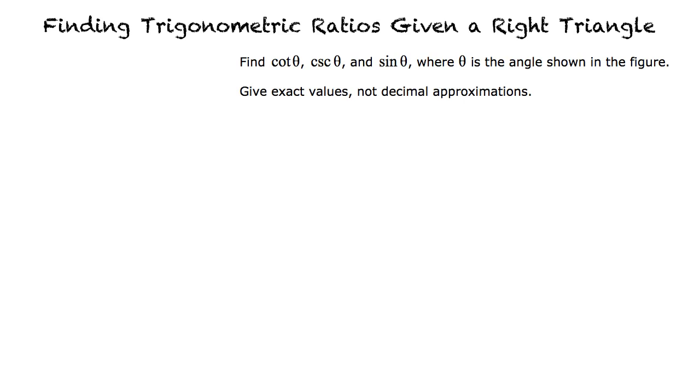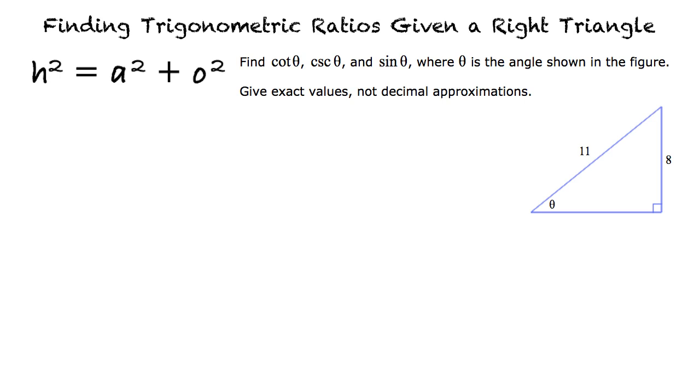Find the cotangent of theta, the cosecant of theta, and the sine of theta, where theta is the angle shown in the figure. Give exact values, not decimal approximations. The hypotenuse is 11, and the opposite side is 8. Thus, we need to solve for the adjacent side using the Pythagorean theorem.